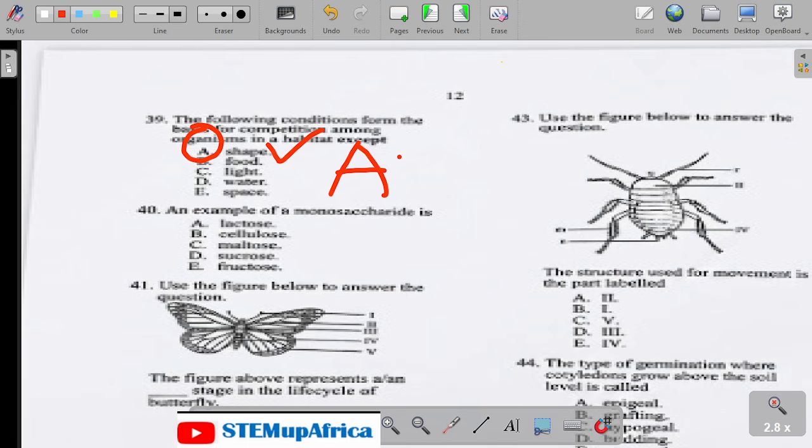It's an example of a monosaccharide. We have glucose and fructose. That is a monosaccharide, meaning it has one unit of sugar, of carbohydrates. So the answer is E.